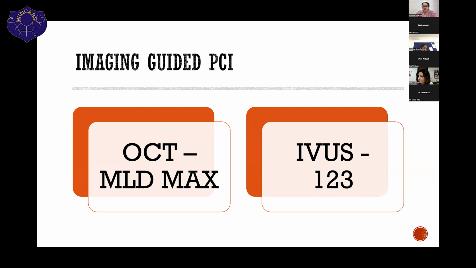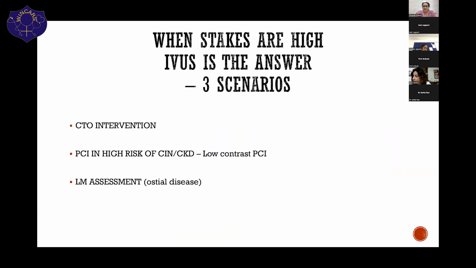But there are some scenarios in which I would say IVUS has an upper hand. So what are these 3 scenarios? First and foremost, in CTO intervention, where we definitely have no data with OCT, but we have good data with IVUS. Second and most important, PCI in high-risk patients of CIN or patients with CKD, in which we want to go for a zero contrast. I don't go for zero. I always go for a low or ultra low contrast PCI because I want a final shot in which I can document that they have not had any complication. And third, left main assessment, ostial disease. Again, some people will say we can do it with a mother and child catheter, which is again a debatable issue.